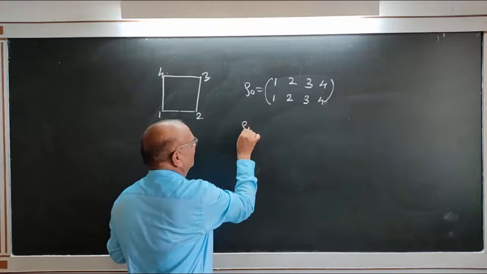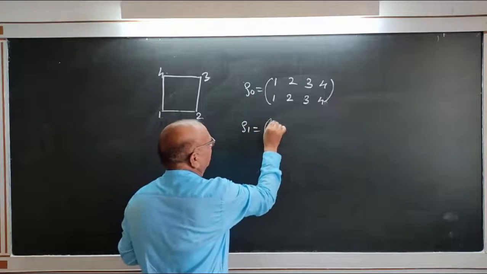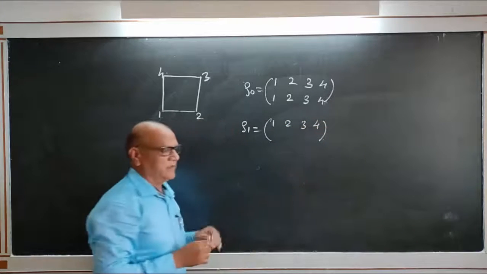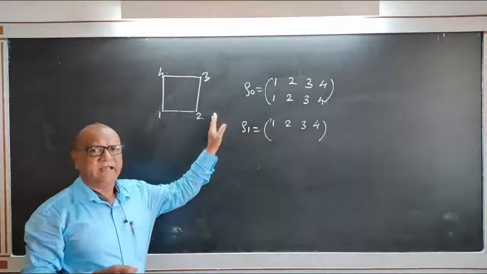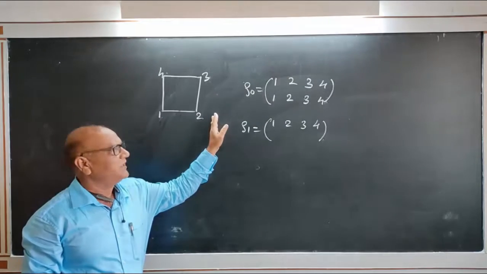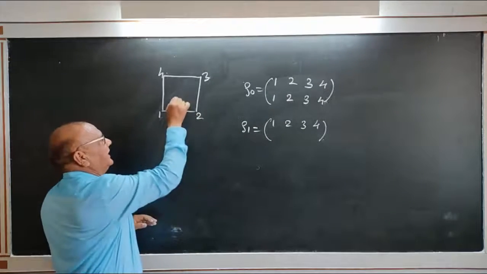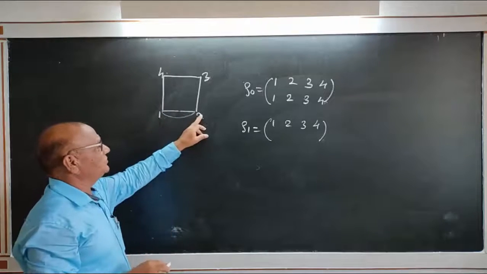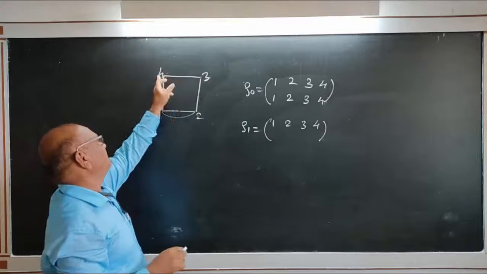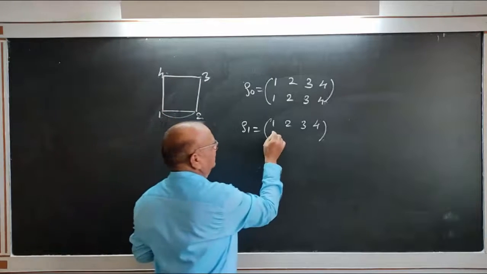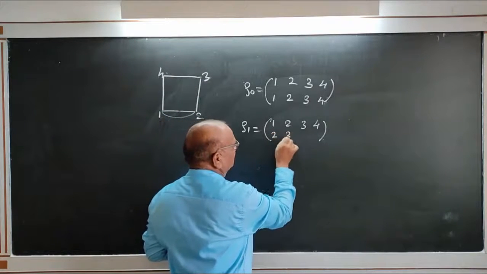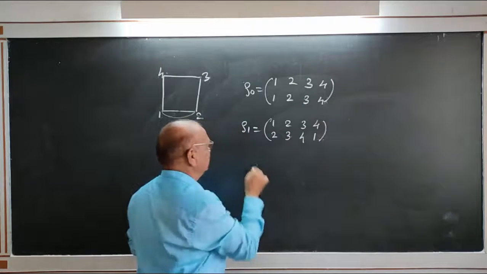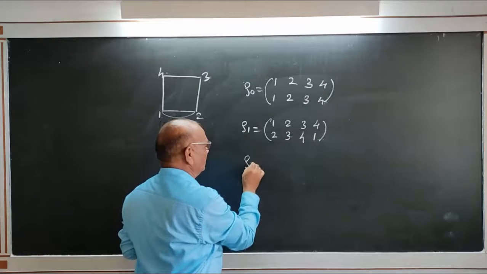Now rho 1 is a rotation through an angle of 90 degrees. By rotation, 1 goes to 2, 2 goes to 3, 3 goes to 4 and 4 goes to 1, like this.